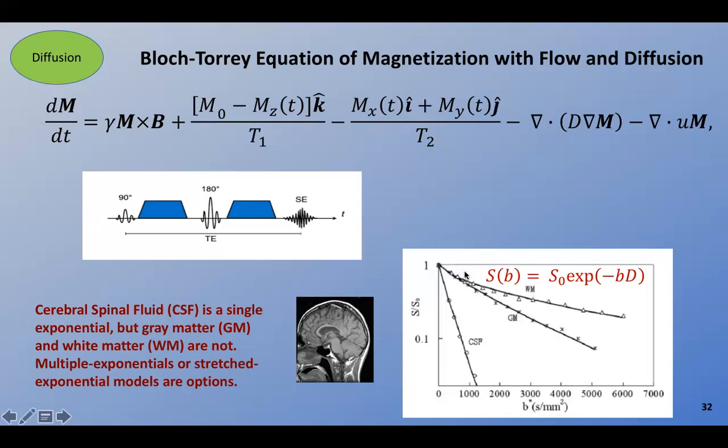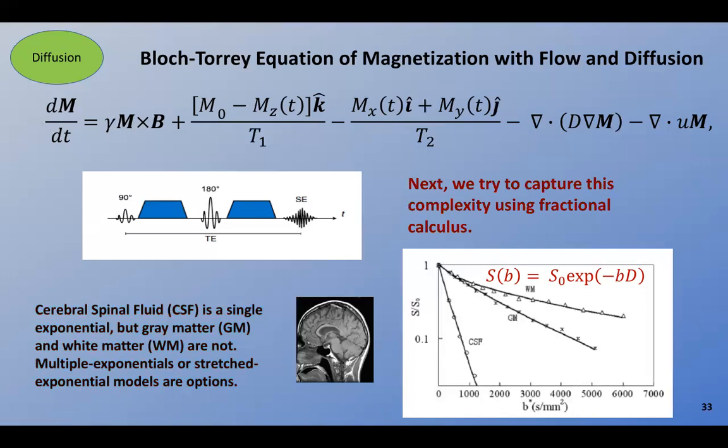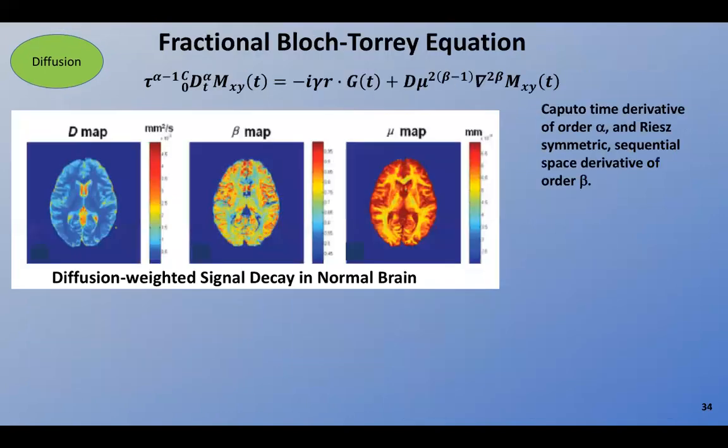And these decays characterize the actual tissue, because here this is pure exponential, this is somewhat exponential, and clearly the white matter is multi-exponential. So most people fit these things with stretched exponentials, multiple exponentials, multiple compartments, but we've been trying to use fractional calculus.